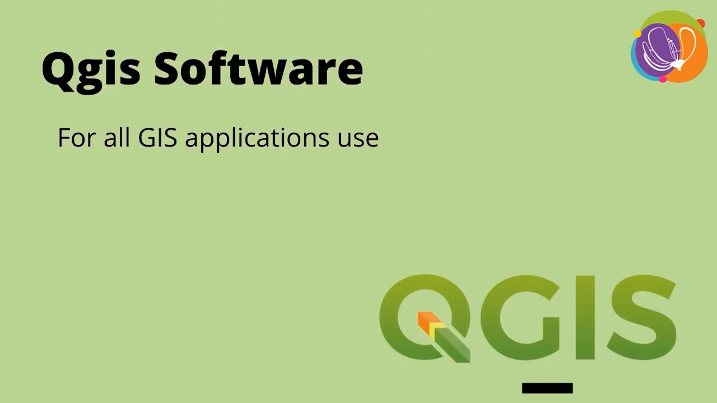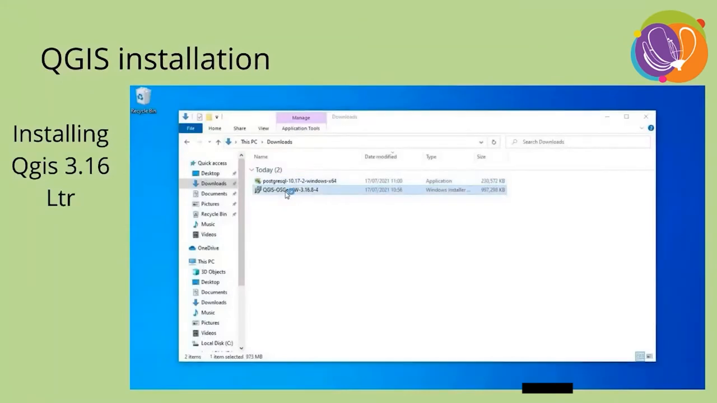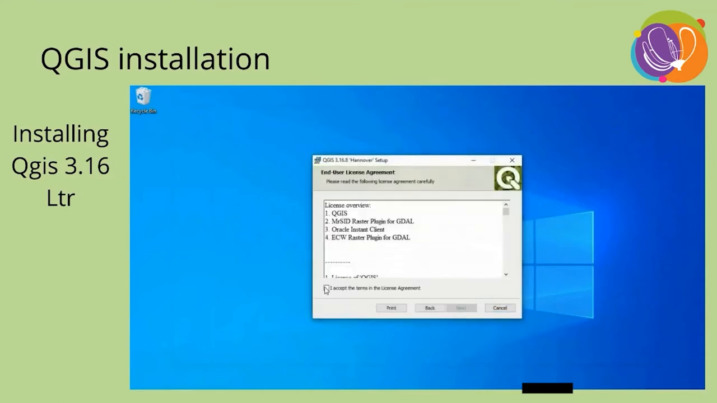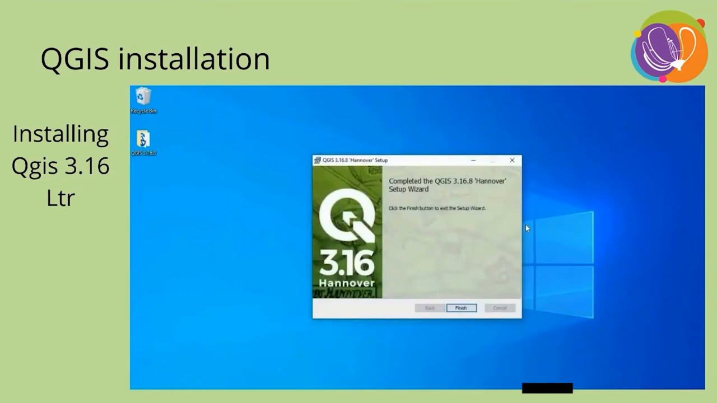QGIS software is easy to install and can be found at the official website. For demonstration purposes of this presentation, we will require a long-term release. On a Windows machine, run the installer. Follow the installation steps, and there you have your GIS software, QGIS.